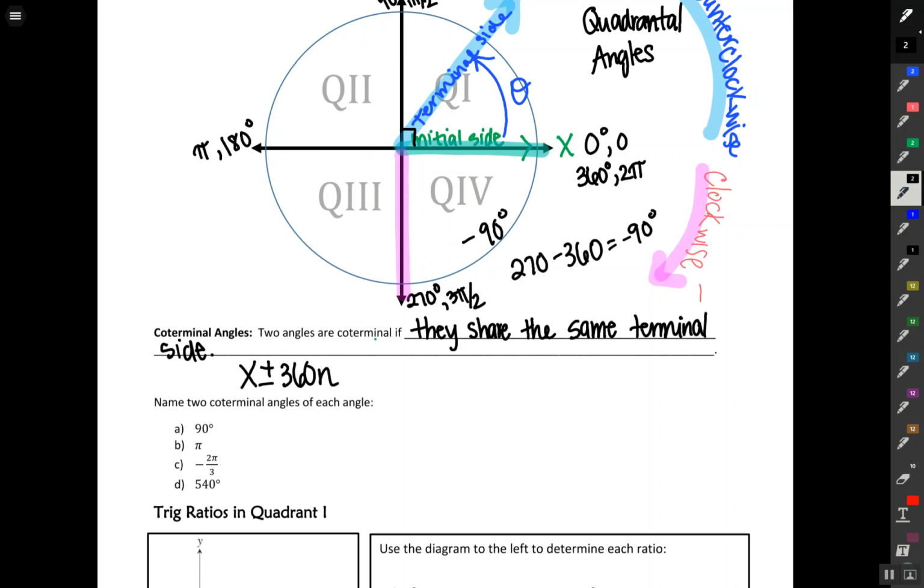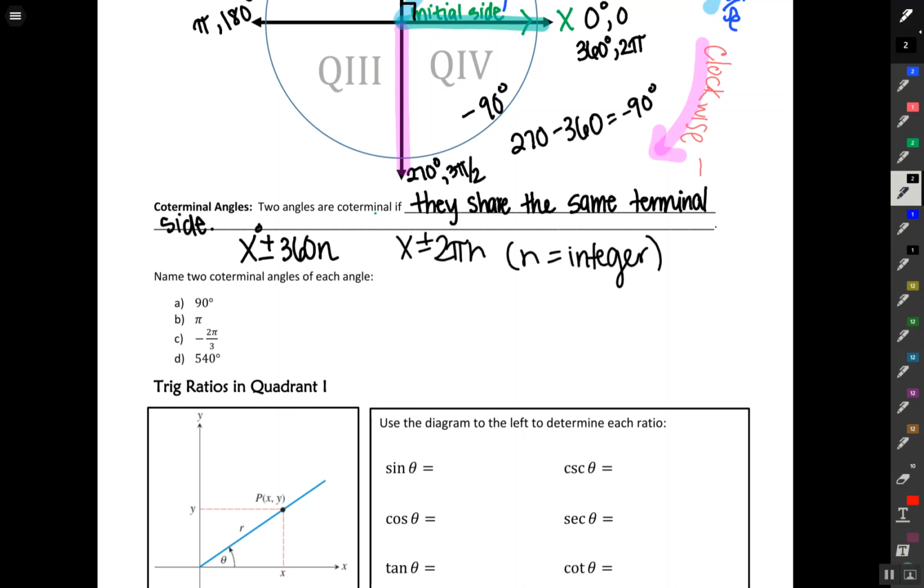Okay, so n just represents multiples of 360. If this is in degrees, and I'm doing it in radians, I can add or subtract multiples of 2 pi. So n just represents some kind of integer, and that's how we're going to get our multiples.